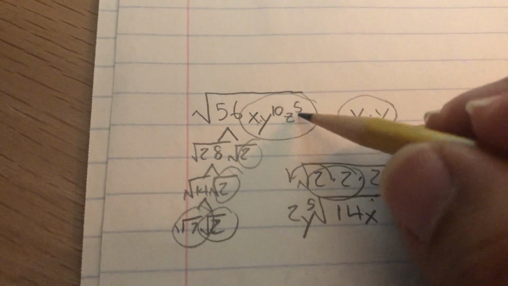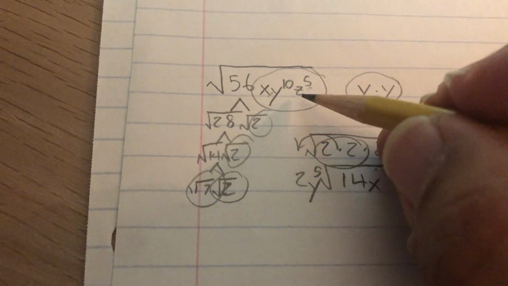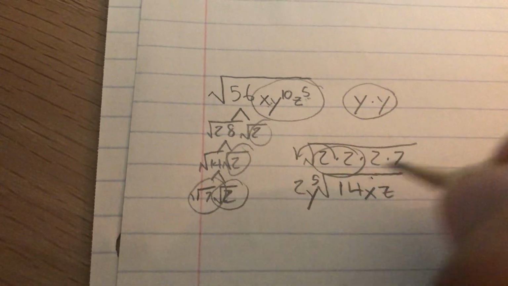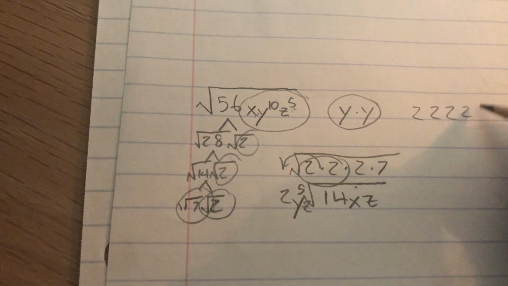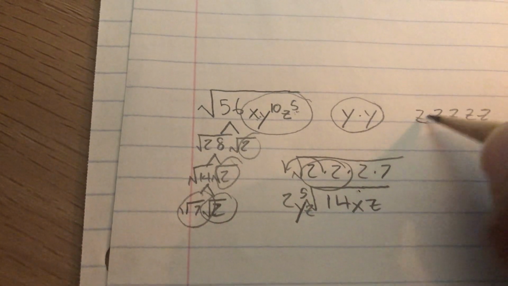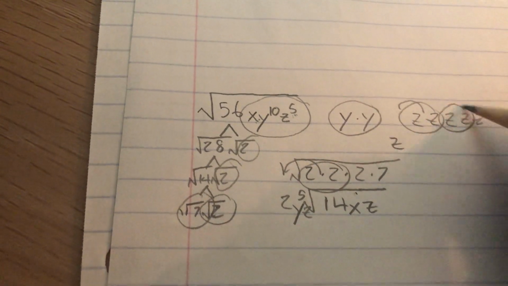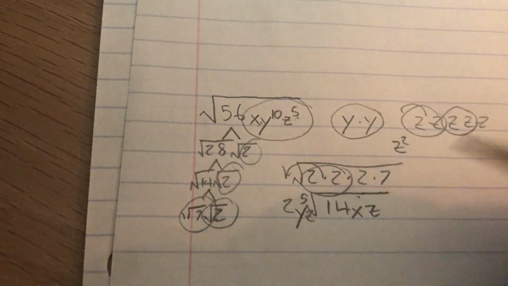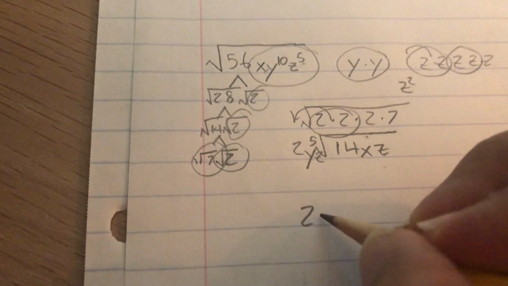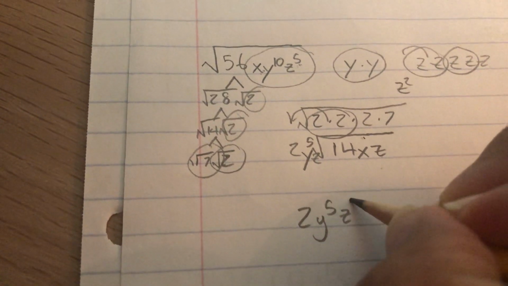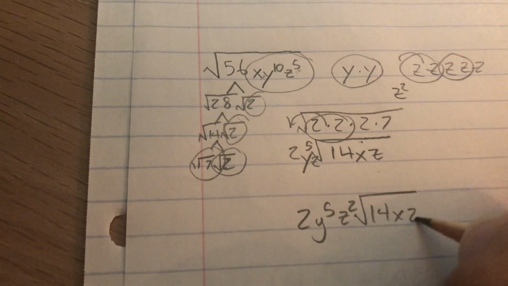Same thing here. Every pair of z's, there's 5 z's, every pair is going to come outside. So that's going to be left with a z to the 2nd power with a z left inside. Okay? Because there's z, z, z, z, z. All right? And 1 comes out, makes a z. Another comes out, makes it z squared, and a z is left inside. So there's no more y's inside. So our final answer is 2 y to the 5th z squared to the 14 x z.